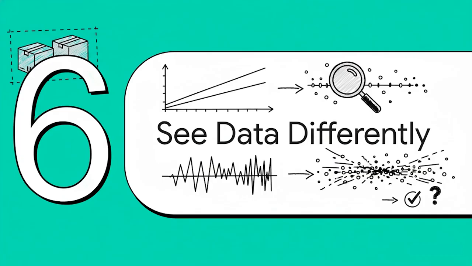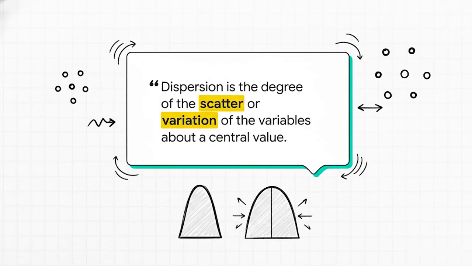Remember where we started? With those two shipping methods that looked exactly the same because their averages were identical? But now we have the tools to see the truth. By measuring their dispersion, we could easily figure out which one is actually the most consistent and reliable choice. There's a great quote that sums this all up perfectly. Dispersion is the degree of the scatter or variation of the variables about a central value. And that's the whole idea, isn't it? It's not about the center point. It's about the scatter. Understanding that scatter is the key to going from just looking at data to actually understanding.